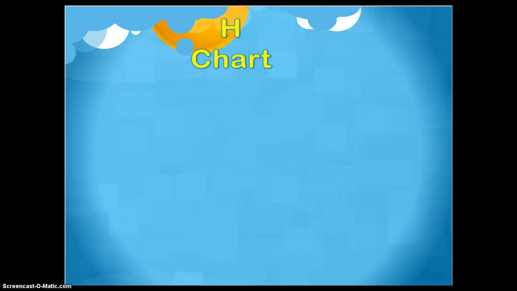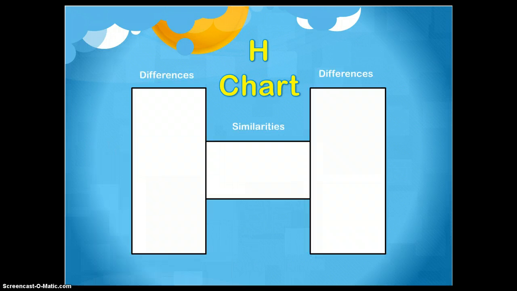The second new graphic organizer is the H chart. The differences are the two sides of the letter H, while the middle section connecting the two is the similarities.